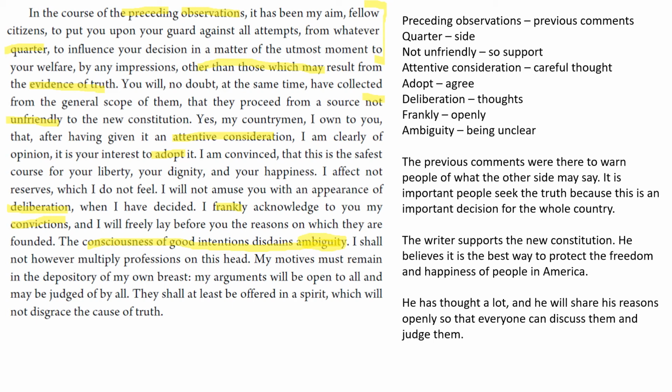I shall not, however, multiply professions on this head. My motives must remain in the depository of my own breast. So my motives, the reasons, will stay in my own heart. My arguments will be open to all and may be judged by all. This shall at least be offered in a spirit which will not disgrace the cause of truth. So even though I will not tell you my motives, I will tell you the arguments that I have so that everybody can judge for themselves.